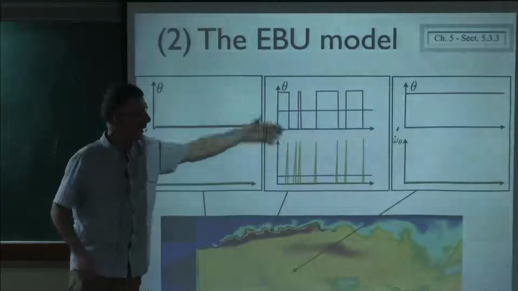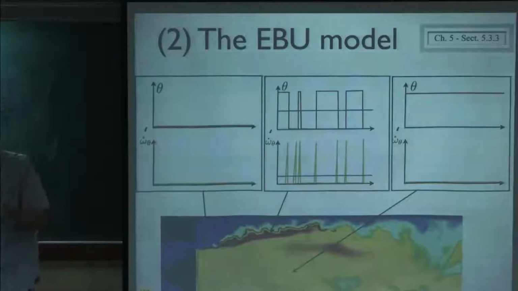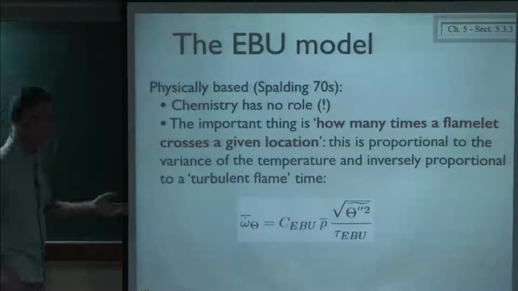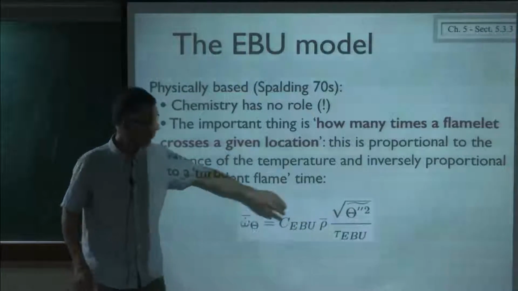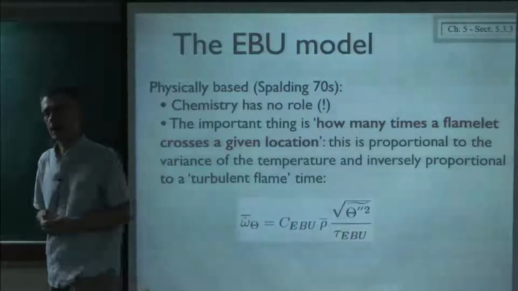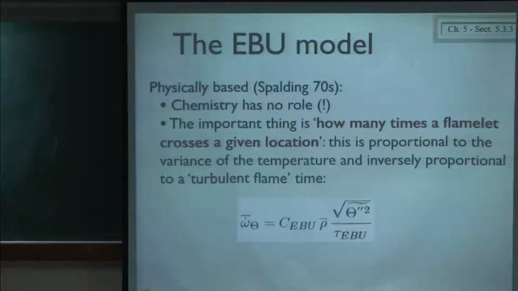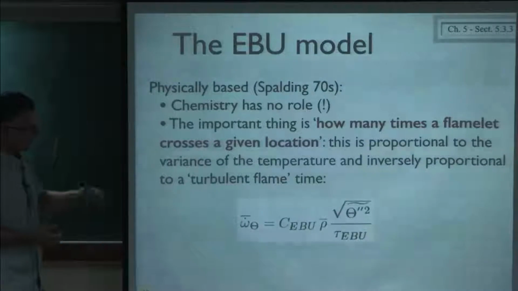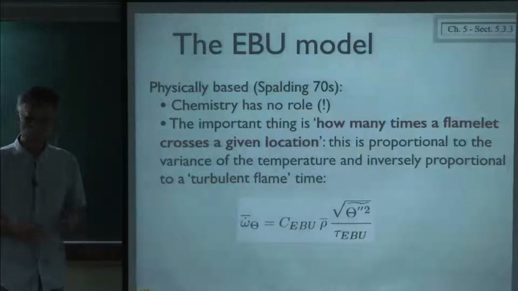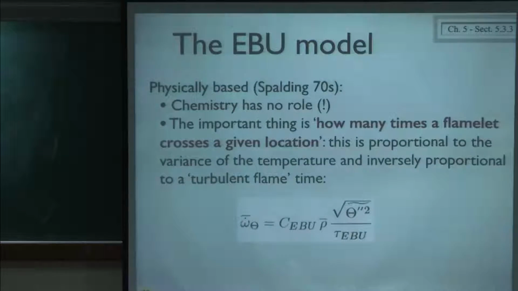It's oscillating, and the reaction rate is not 0. So to first order, it makes sense to try to write a model where the mean reaction rate is proportional to the RMS value of the temperature. And now the RMS value of the temperature depends also on another thing.